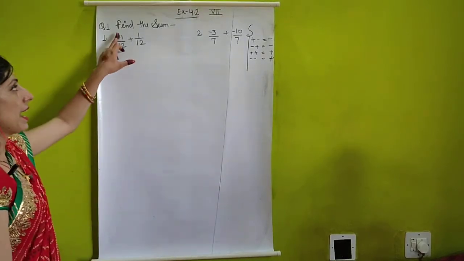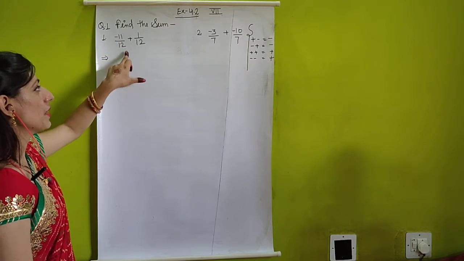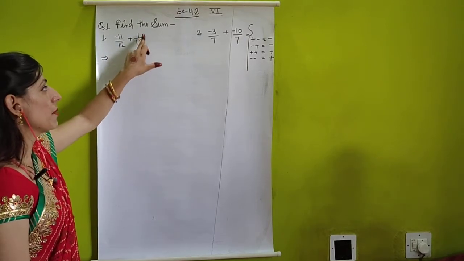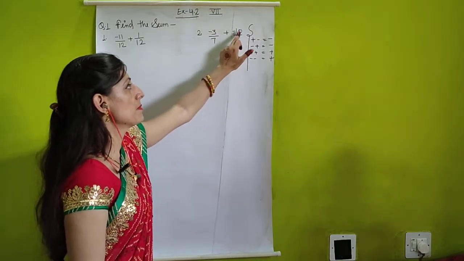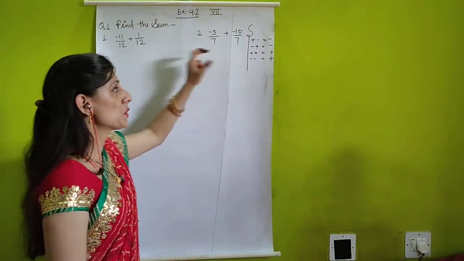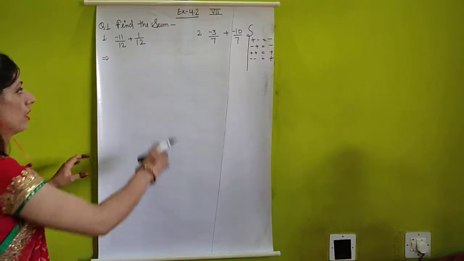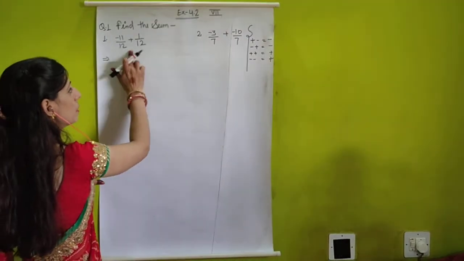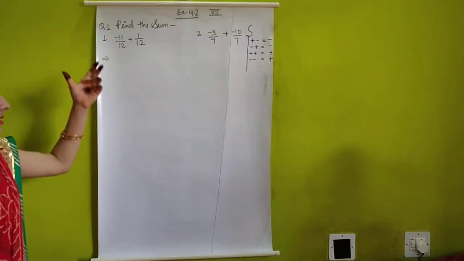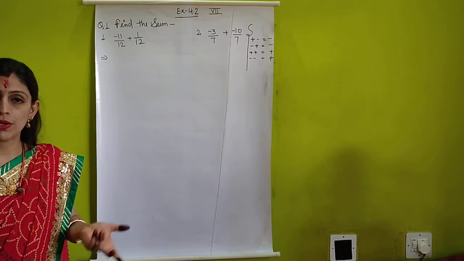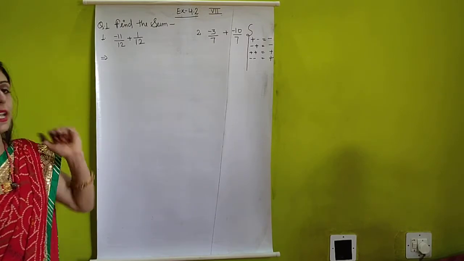Students, question number 1 I am taking here. Find the sum. Part 1 is minus 11 upon 12 plus 1 upon 12. Here, minus 3 upon 7 plus minus 10 upon 7. Students, in both these questions, one thing is similar. If you notice, the denominators are the same, and when the denominators are the same, this question is very simple, because we need not make denominators the same and can directly take the LCM.